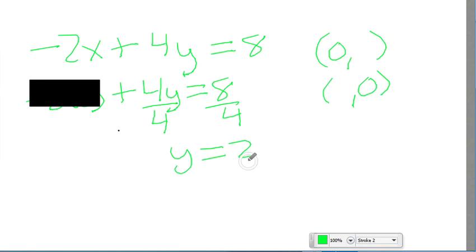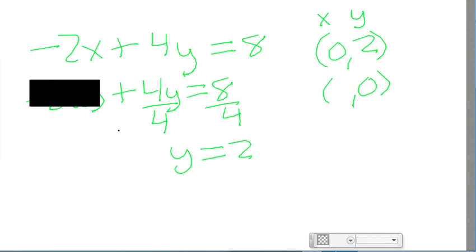So y equals 2. Okay, now remember, ordered pairs are listed the x first and then the y. So when the x is 0, the y is 2. And it's important that you write those down correctly so that when you plot your points, it is in fact the point that you want it to be.